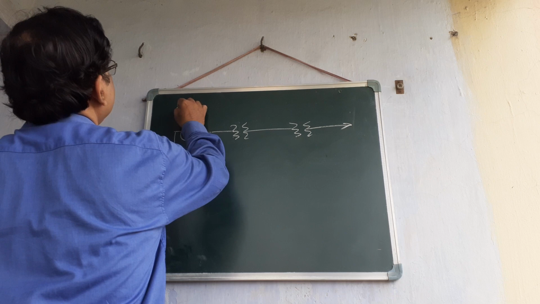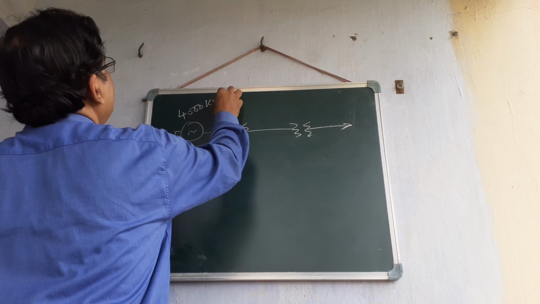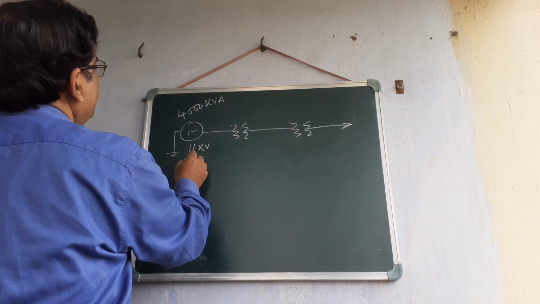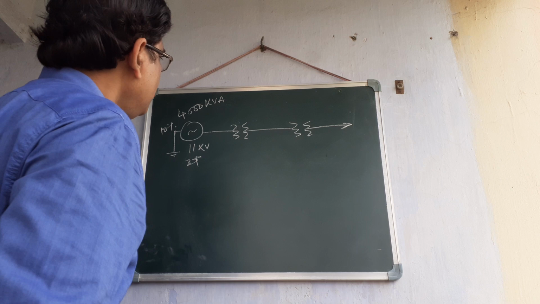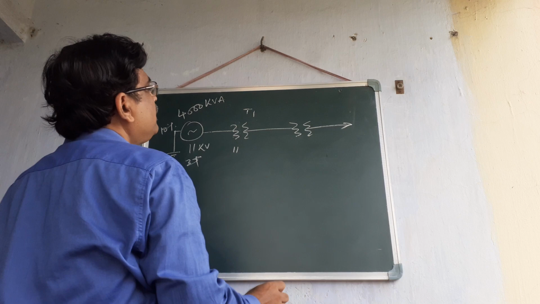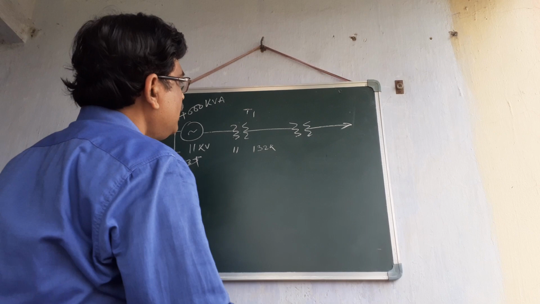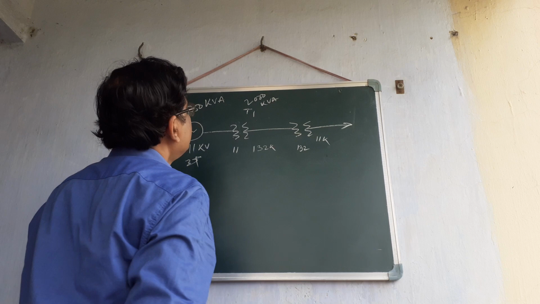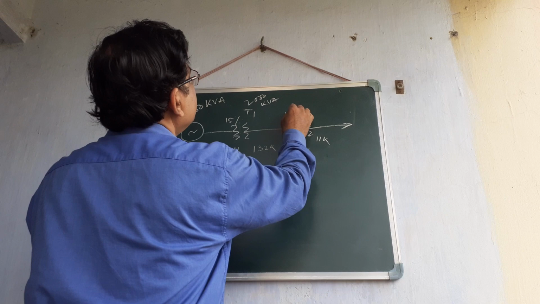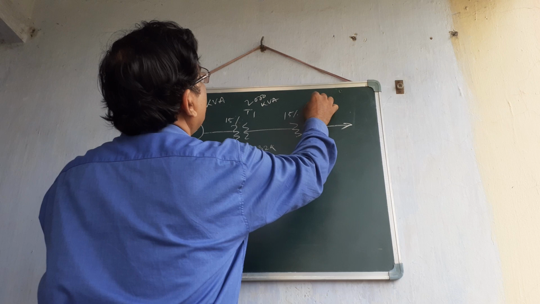Suppose this is a 4000 kVA, 11 kV, three phase alternator, and its subtransient reactance is 10%. Here transformer T1 is a step up, so it is 11 kV to, assume, 132 kV. Here it is once again 132 kV to 11 kV. It is 2000 kVA, and its reactance is 15%. And this is 1500 kVA.